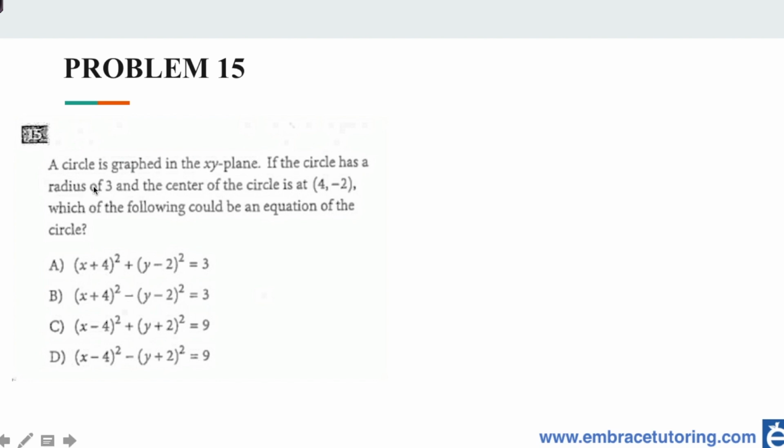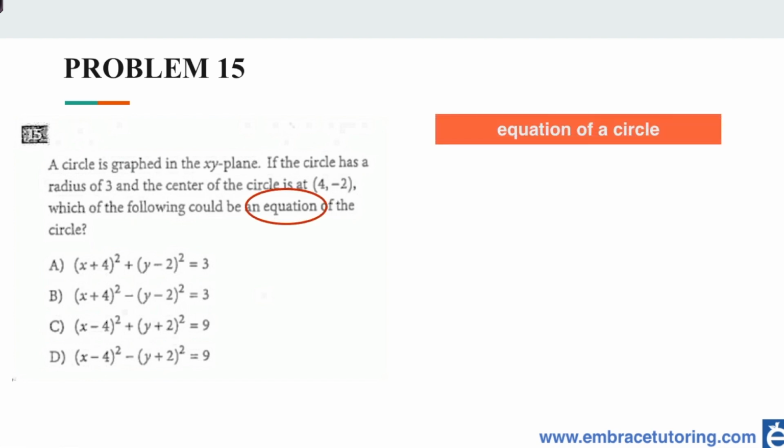If the circle has a radius of 3 and the center of the circle is at (4, -2), which of the following could be an equation of the circle? Hopefully you remember from other videos that whenever referring to an equation of a circle, we're referring to this expression, which is (x - h)^2 + (y - k)^2 = r^2, and hopefully you recall that the h and the k here are representative of the center of the circle.